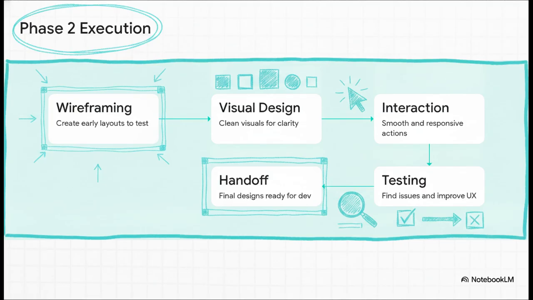Then we move right into phase 2, which is execution. Here, they take those foundational strategies and bring them to life through wireframing and clean visual design. But they don't just stop at making it look pretty. They build out the interaction design so every action feels snappy and responsive, and they rigorously validate the whole thing through usability testing. You gotta catch those friction points before the final design handoff, right? It's a very calculated transition from concept to user-ready product.